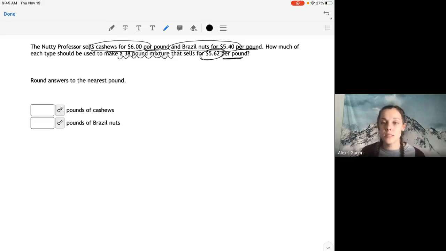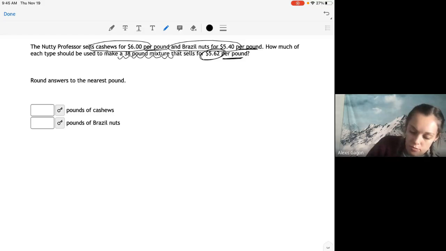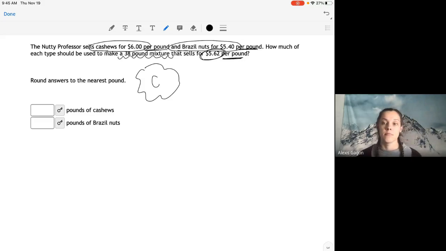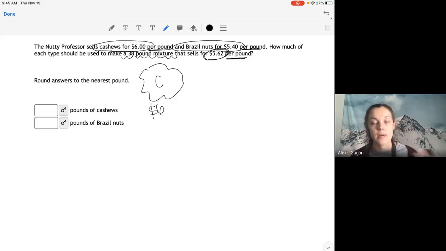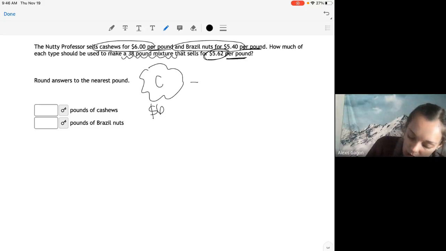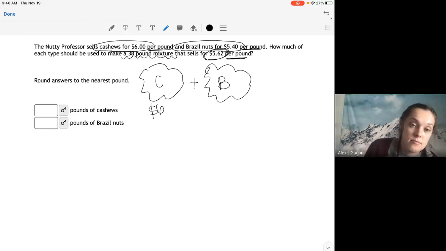Okay, so let's just draw this out. If we have some bag here of cashews, and those cashews cost $6 per pound. So however many pounds, like if you had 3 pounds there, it'd be $18. And then we also have another bag of Brazil nuts, and those cost $5.40.